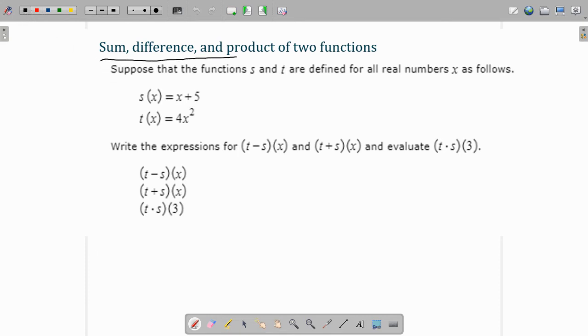Okay, next topic. Sum and difference of product of two functions. So either subtracting, adding, or multiplying. So the first problem, it'll go A, B, C. For part A, it's going to be t minus s and simplify as much as possible. So t is 4x squared. There's our t. There's our s.